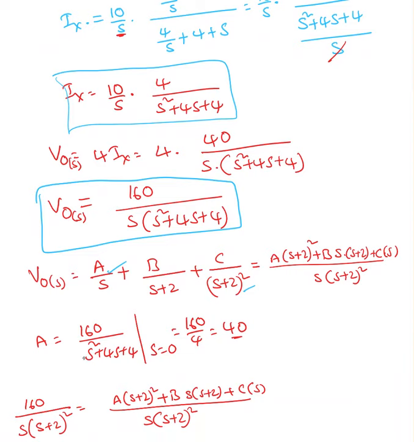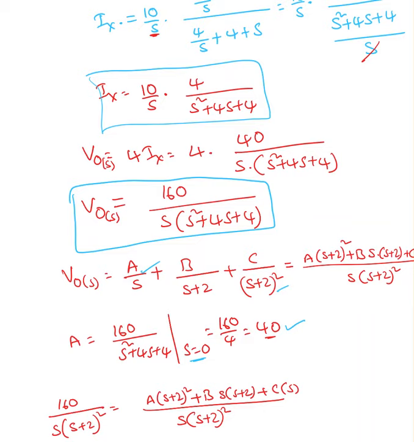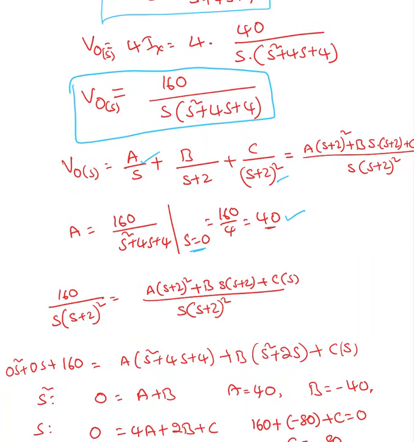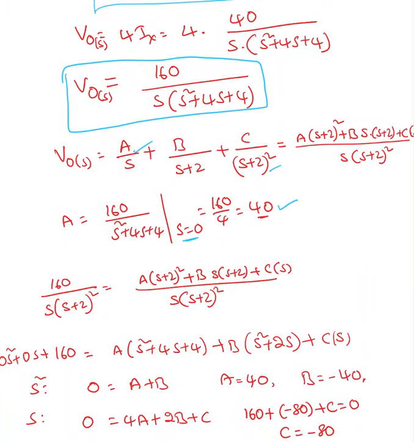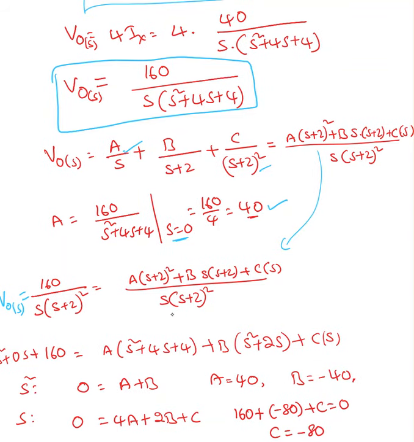Now A I can find out by using the substitution method. Take the whole equation other than the denominator of A, and substitute S equal to 0. So I end up with A value 4. The remaining two terms, I found them by using the LCM method. On the left hand side, I have 160 over S times S plus 2 whole square, that is V naught of S in S domain, equal to, on the right hand side, A times S plus 2 whole square plus B times S plus 2 plus C times S, over S times S plus 2 whole square.